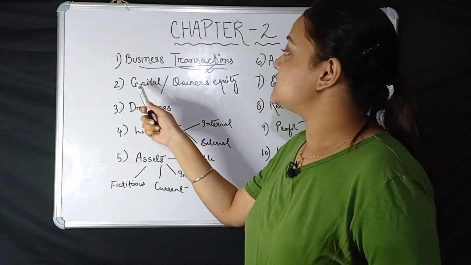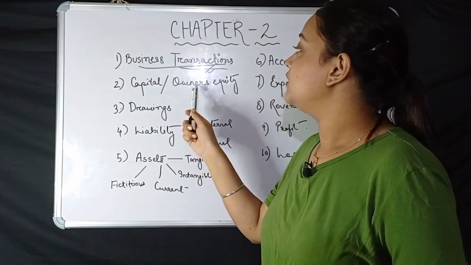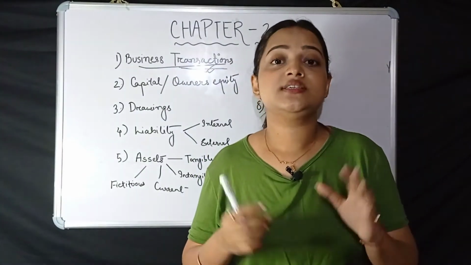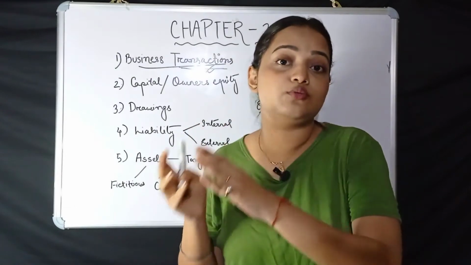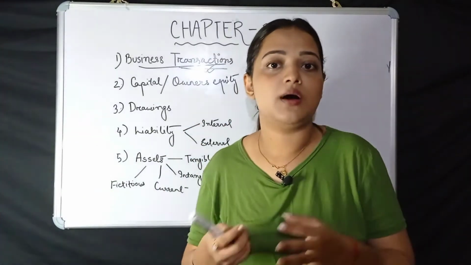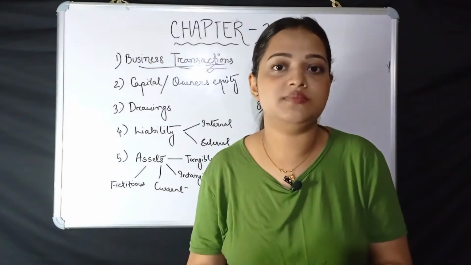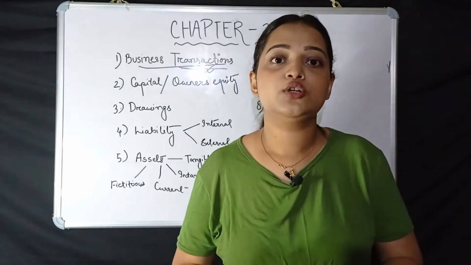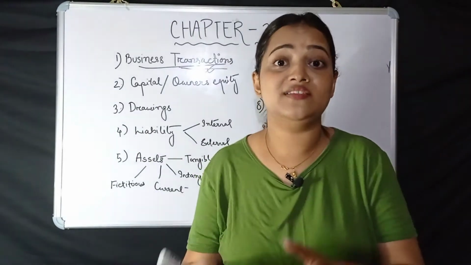The second one is capital or owner's equity. तो capital क्या होता है? See, business में तुमको पैसा इन्वेस्ट करना पड़ता है, right? The owner has to invest some amount of money to start the business. अगर मैं अभी एक बेकरी खोलना चाहूँ फॉर एग्जाम्पल, तो उसमें क्या होगा? I'll have to buy the what?